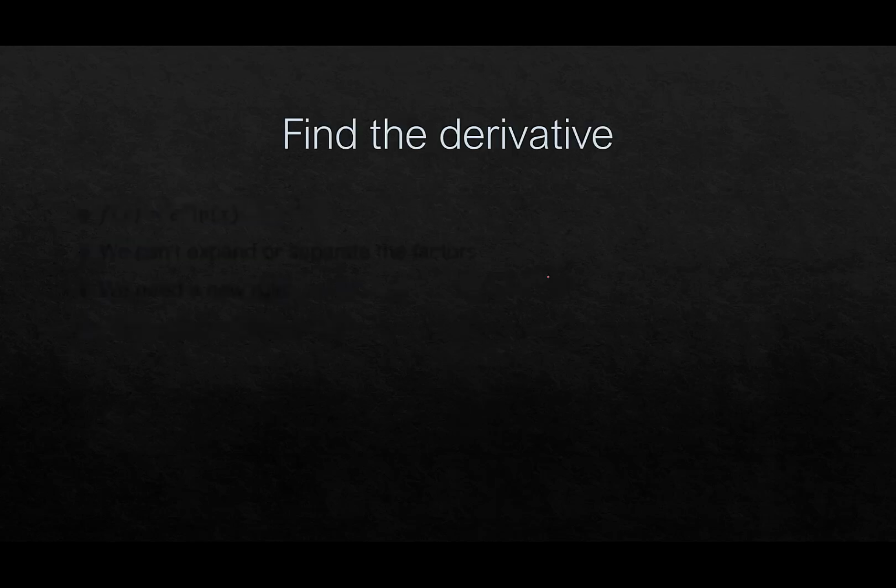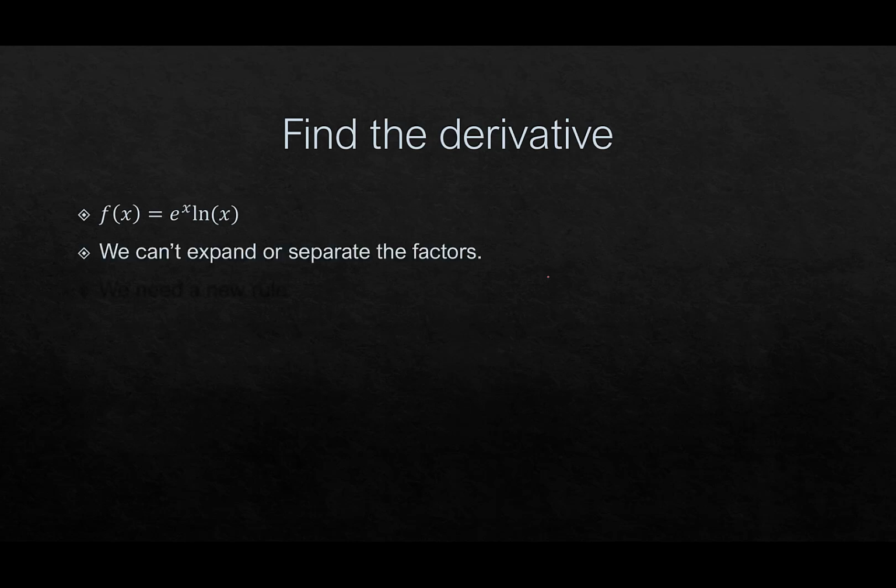So let's do it again. Let's do the derivative of e to the x times the natural log of x. And hopefully you see we can't expand this and we can't separate the factors. So what are we going to do? We're going to need a new rule. So our new rule is called the product rule.